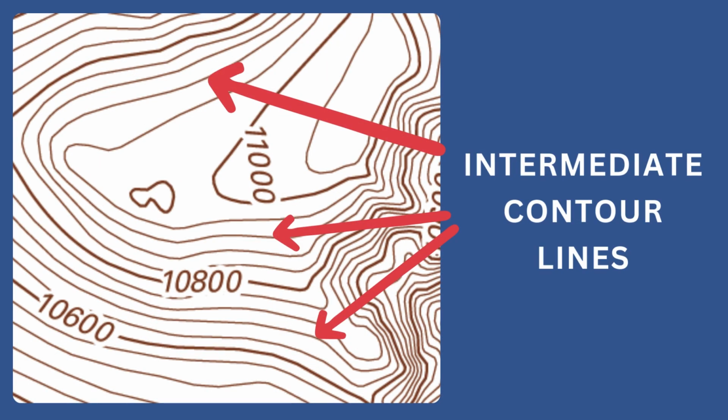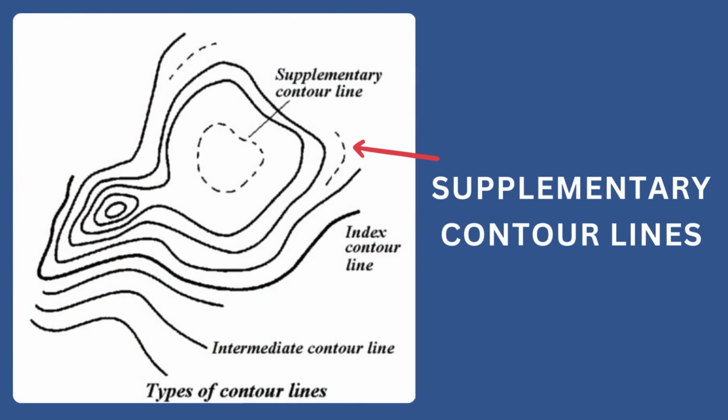Between each index line, you'll find intermediate contour lines. These are thinner and more subtle, and they lack elevation labels. Usually, there are 4 intermediate lines between each index line, helping to illustrate gradual changes in elevation. Lastly, in areas where elevation changes are minimal, supplementary contour lines are used to provide greater detail to the terrain.